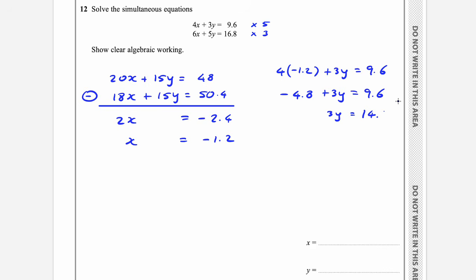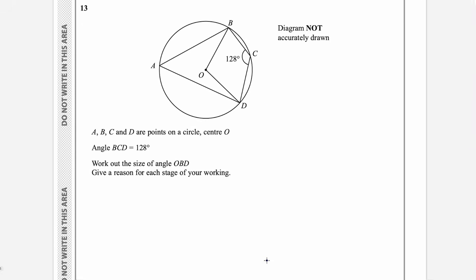Is that right? 14.4. Yeah. And then y is 14.4 divided by 3, which is 4.8, I believe, guys. Yeah, 4 remainder 2.8. Okay, that, guys, is question 12. Now remember, check your answer with the calculator always, using the simultaneous equations buttons. Okay, that's question 12. Question 13.